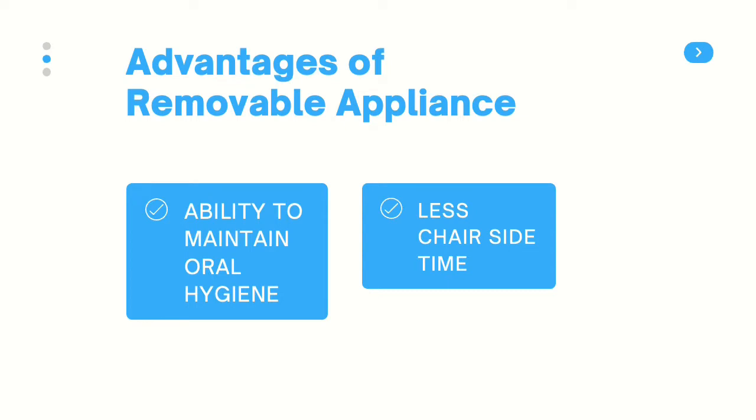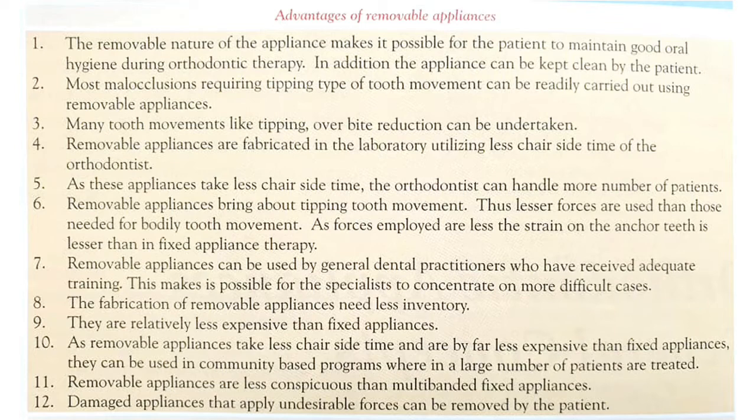Removable appliances offer a number of advantages, including the ability to maintain oral hygiene and less chairside time. These are the advantages of removable appliances in your textbook. Removable appliances can be removed from the mouth and then put back again. So that's why it's easier for the patient to maintain good oral hygiene. This is because the patient can remove the appliance and brush their teeth properly and then put the appliance back inside the mouth. In addition, the appliance can be kept clean by the patient.